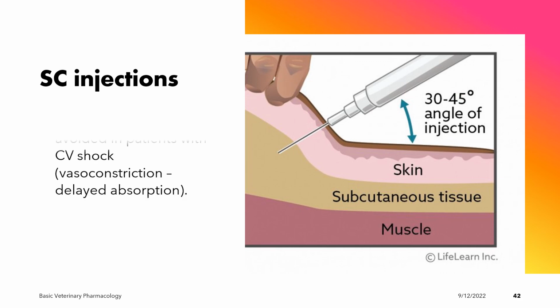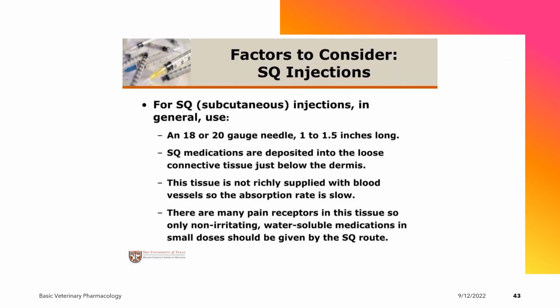The SC route should be avoided in patients with cardiovascular shock, because during cardiovascular shock there is vasoconstriction, which can lead to the delayed absorption of the drugs. These are the factors to consider in subcutaneous injections in dogs. An 18 or 20 gauge needle can be used with a length of 1.1 to 1.5 inches.